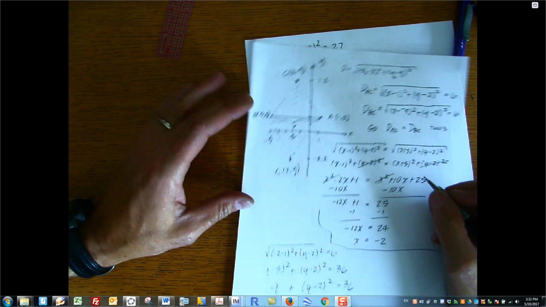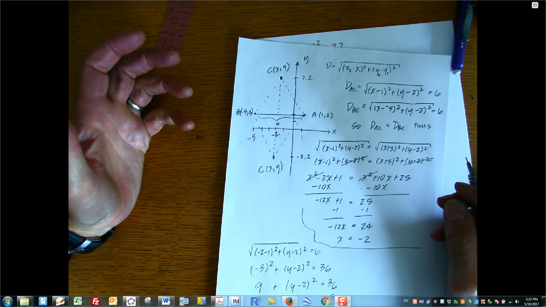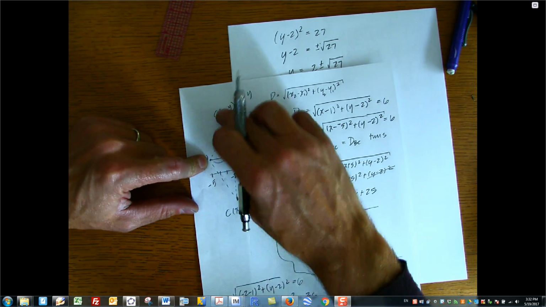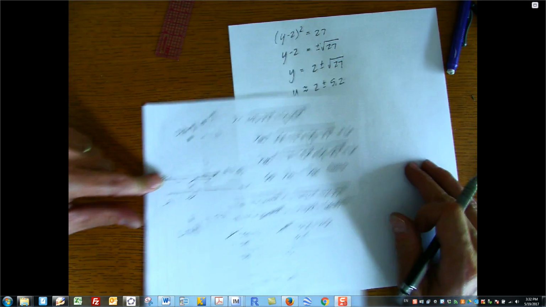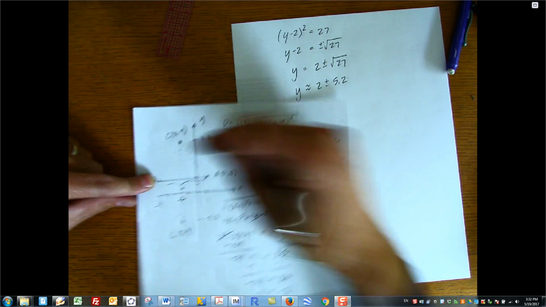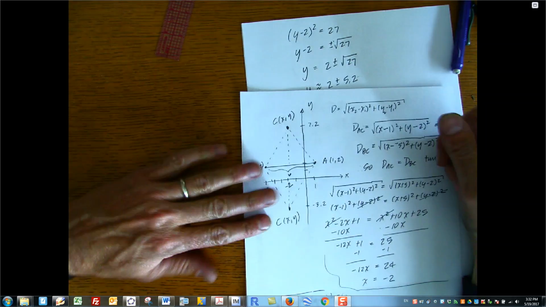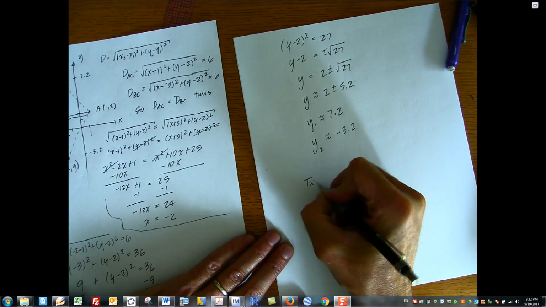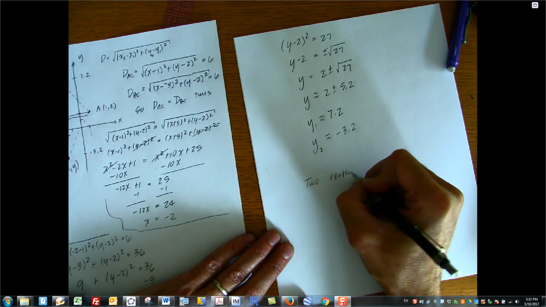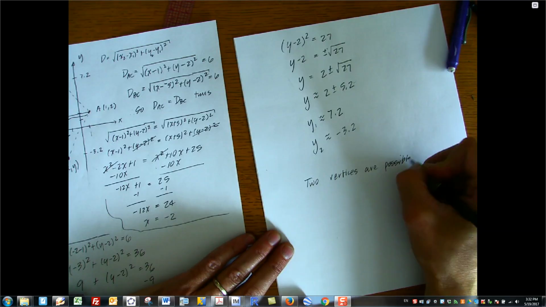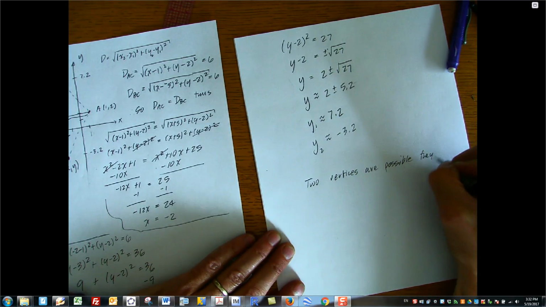And it kind of makes sense, right? Because if I start at 2, which is the altitude here, then I'm either adding or subtracting a value from that mid value of 2 to get to the upper and the lower possibilities for the vertex. So putting it all together, we could say two vertices are possible. They are what?